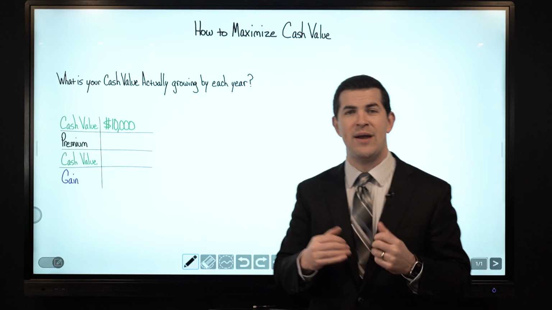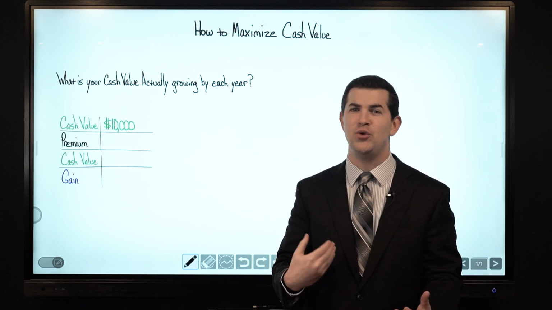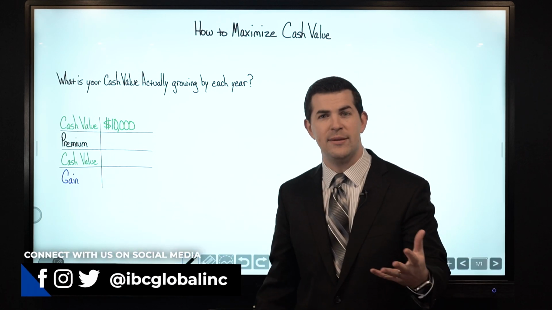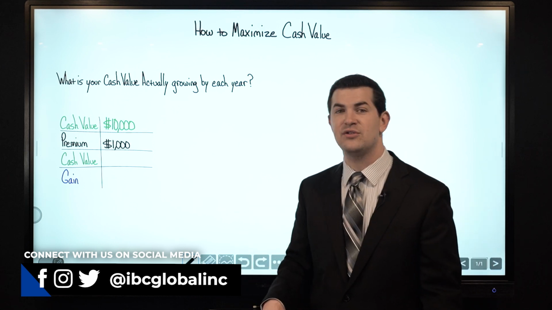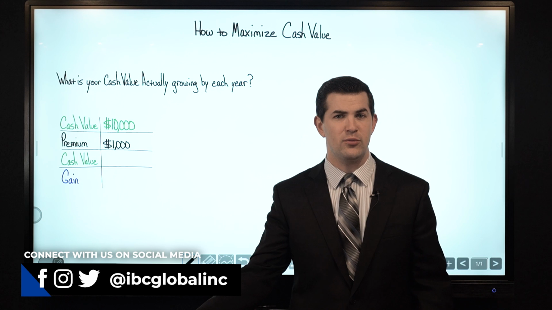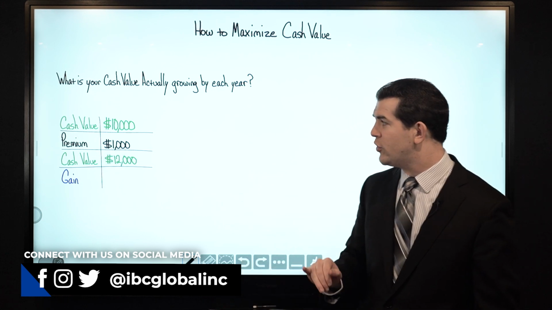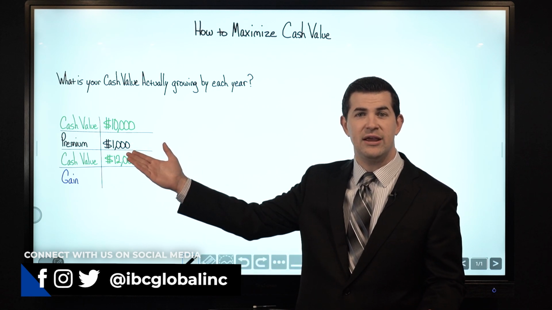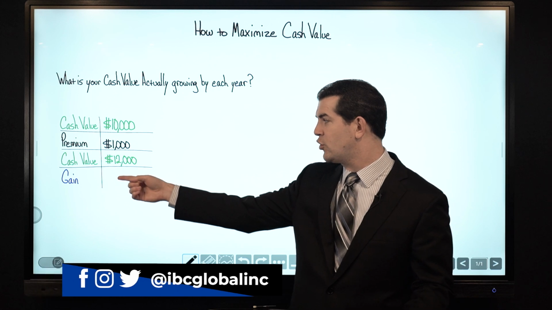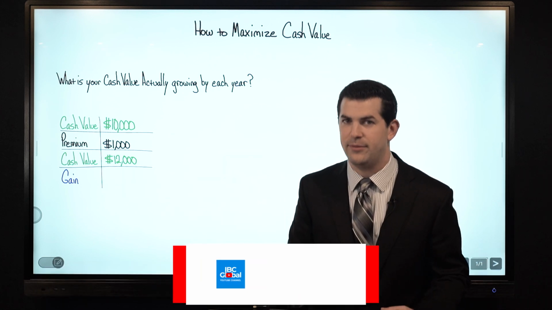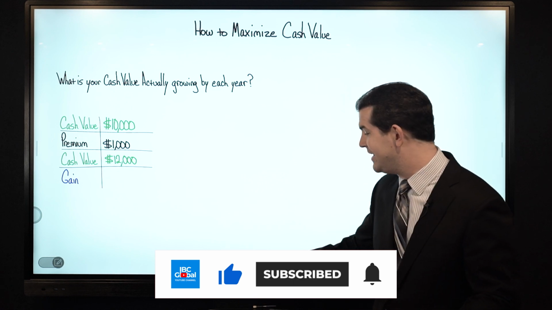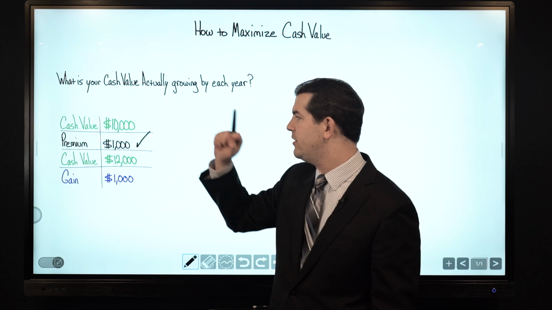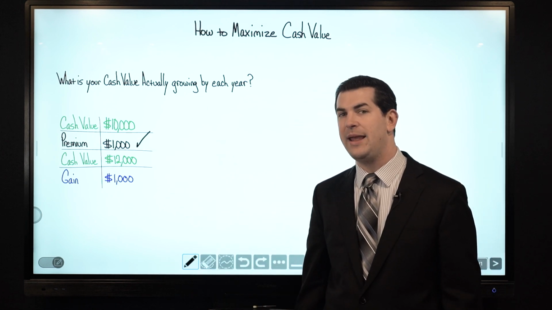Let's pretend that you have a whole life insurance policy and your cash value today is $10,000. We'll pretend for the sake of this example, your premium is due tomorrow and your premium is $1,000 per year. So you make your $1,000 premium payment, and then for the next year, your cash value appreciates to $12,000. So it was $10,000. It has grown to $12,000. So the question is, what is the gain in this example? Well, the answer to the question is that the gain is $1,000.